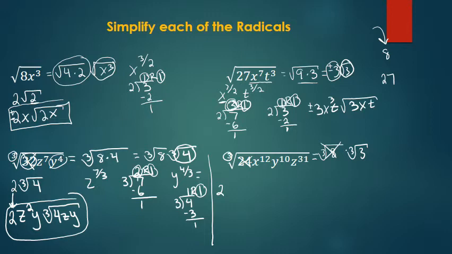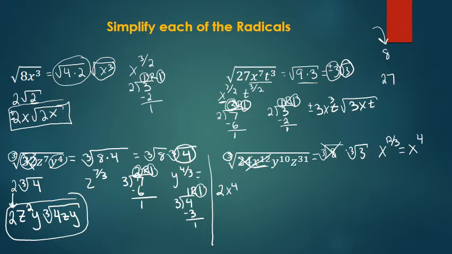Okay, so I have x, okay, right here, to the 12 divided by 3. Well, 12 divided by 3 is 4. So there's nothing left. There's no remainder. So there will be no x's under the root. So I can just go ahead and put x to the 4th on the outside. And now I'm done with my x to the 12.